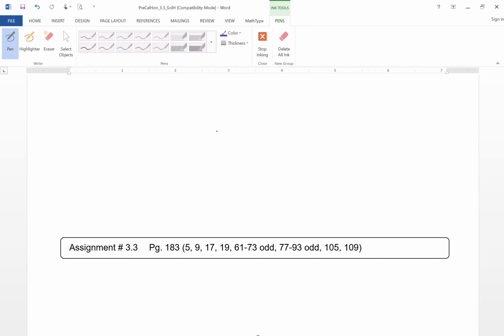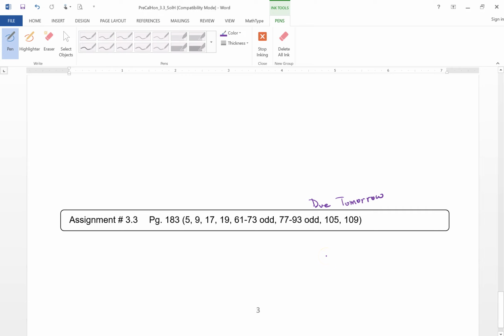Now, this homework, assignment 3, will be due tomorrow. So let me just go over the timeline here. It's going to be due tomorrow. Tomorrow is Friday. We're going to go over section 4.